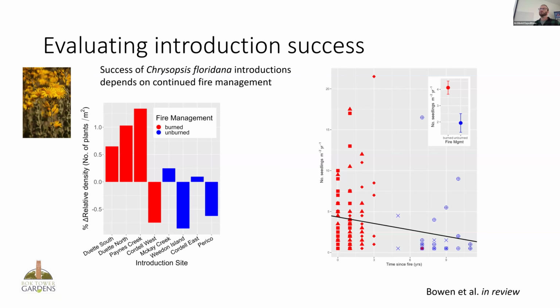This project is particularly important because in 2021, U.S. Fish and Wildlife proposed delisting the species on the basis of the success of these introductions. And what we're showing is these are not quite as successful as they look. And in particular, these populations probably need to be burned more frequently than previously thought.